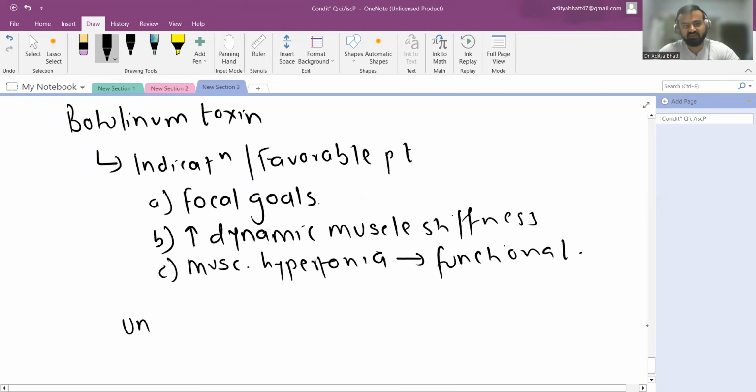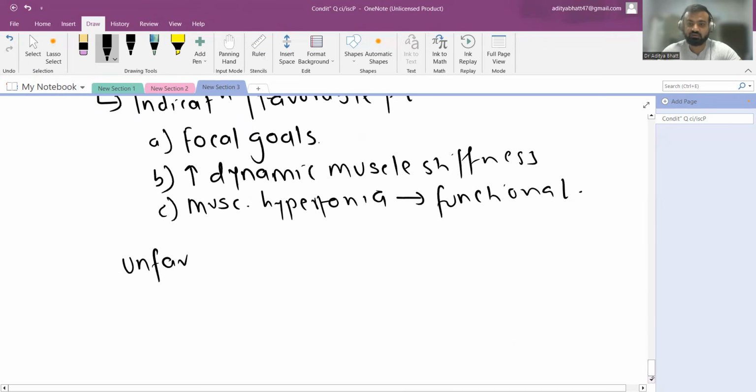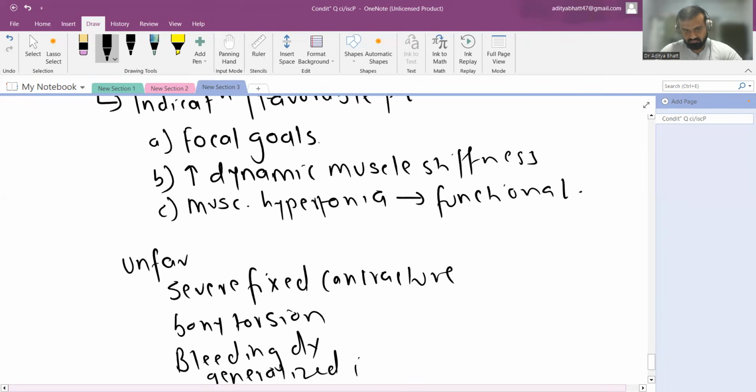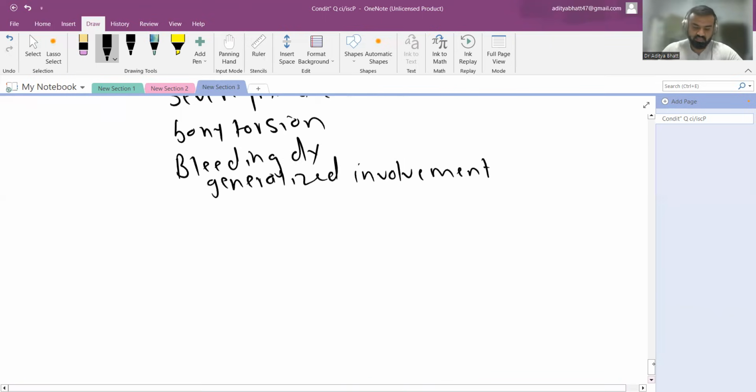Now, what is an unfavorable patient, or in which patient will we avoid doing this? If there are severe contractures, fixed contractures, or if there is bony torsion, then it is not suitable. If there is a bleeding disorder, or if there is generalized involvement, then we do not go for botulinum.